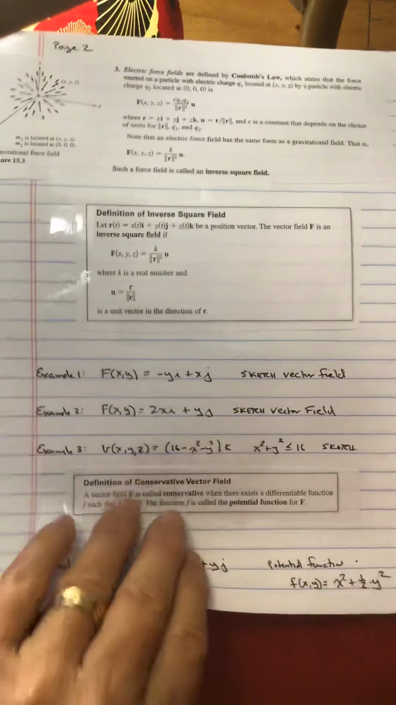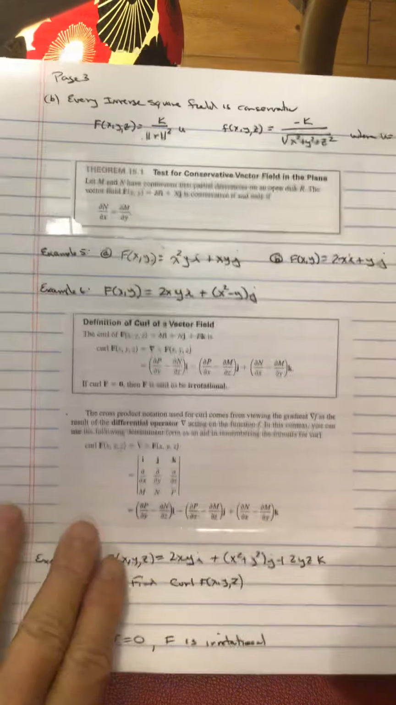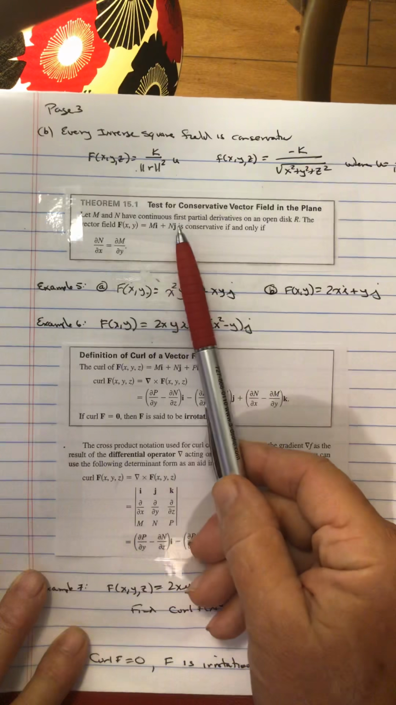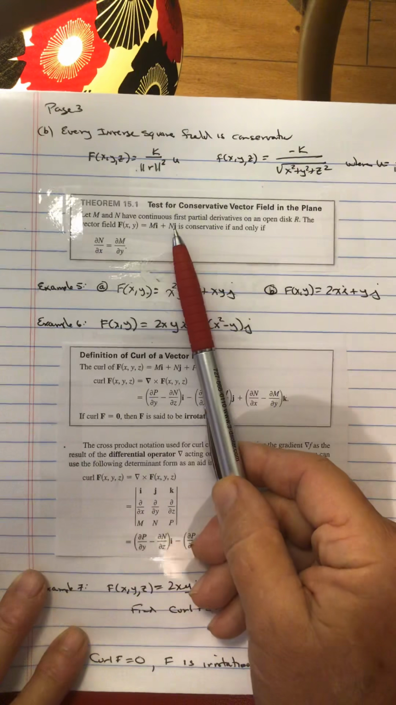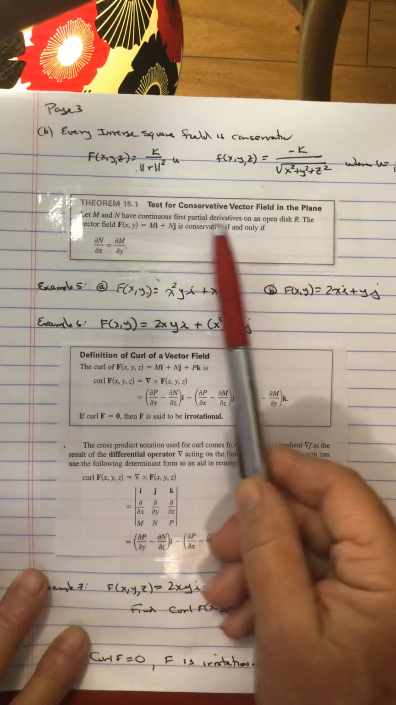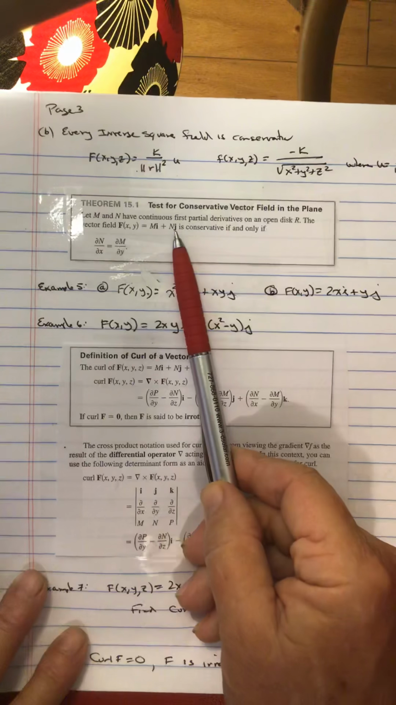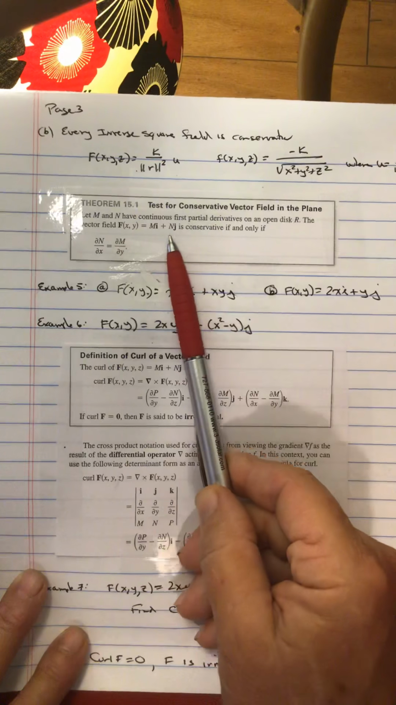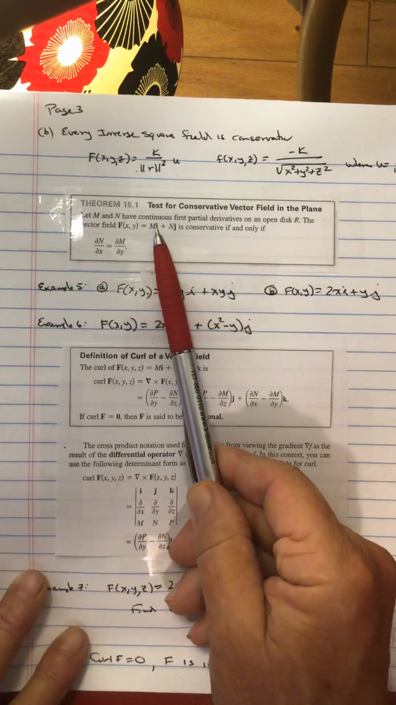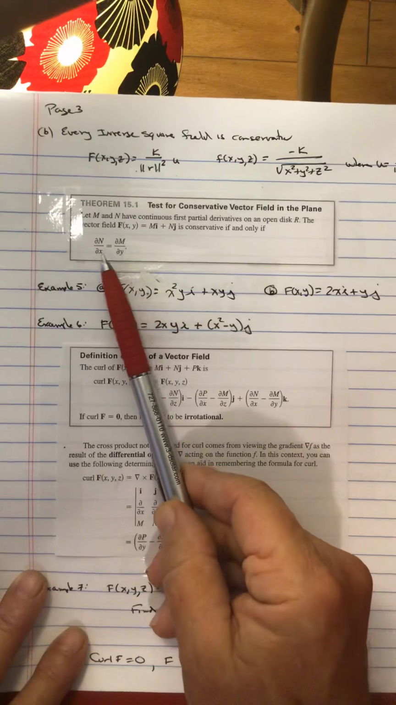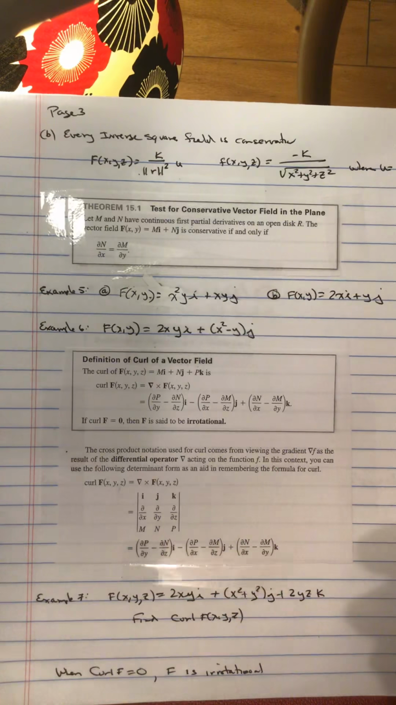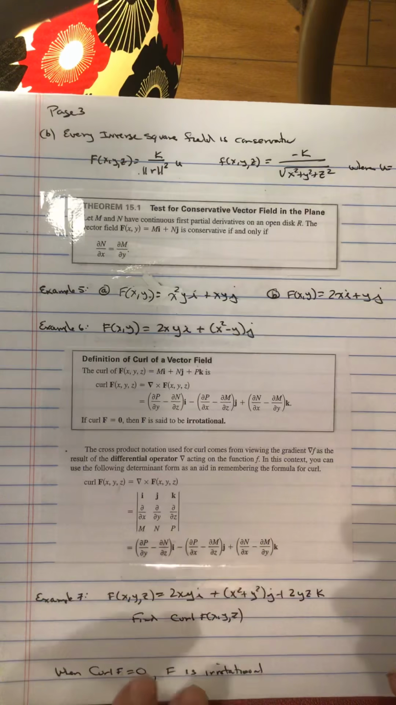We want to develop a couple of tests so that we can determine whether a function is conservative or not. If you have a 2-dimensional function, the i component is M, the x component, and the j component is N. This vector field is conservative if and only if you take the j component, N, and take the partial derivative in relationship to x, and you take the i component, M, and take the derivative of that in relationship to y. If those 2 results are the same, then it is a conservative vector field.